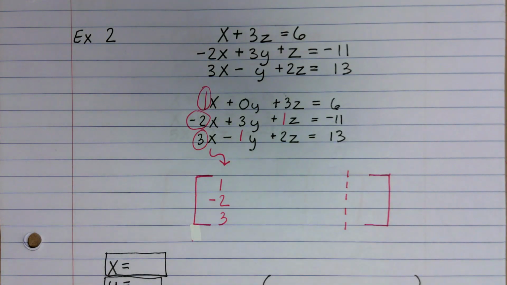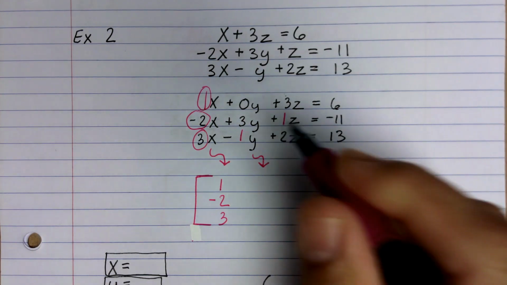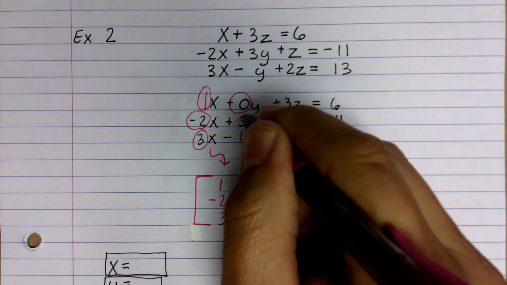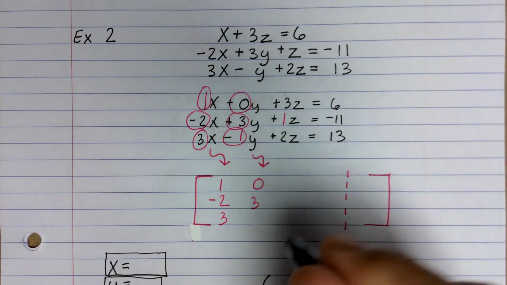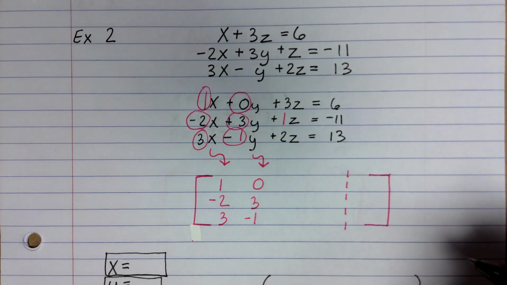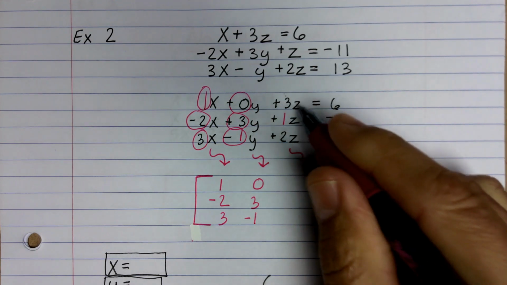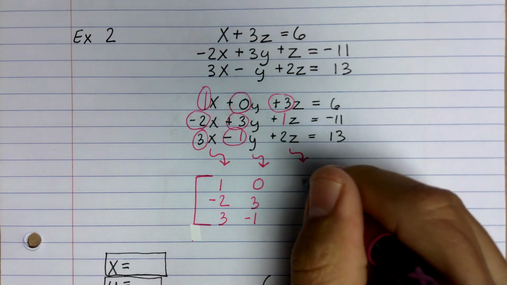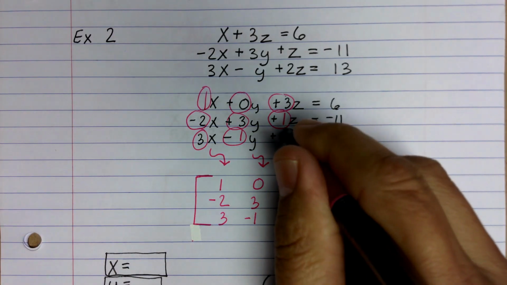And then next, I'm going to put in my next values, and they're going to represent my variable y. They're going to be 0, and then positive 3, and negative 1. And then we'll go to our next column. That's going to be our variable z, and we're going to put positive 3, positive 1, and positive 2.